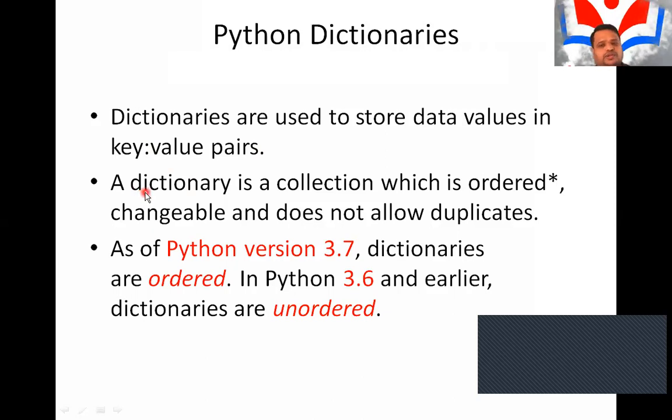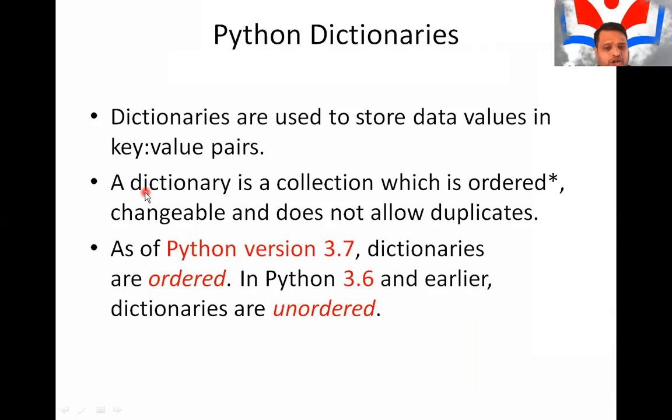The next concept you need to understand here is whether the dictionary is a collection of ordered elements or unordered elements. As of Python version 3.7, dictionaries are specified as ordered, but in Python 3.6 and earlier, dictionaries were regarded as unordered. Some students will have a doubt: what do you mean by ordered and what do you mean by unordered?